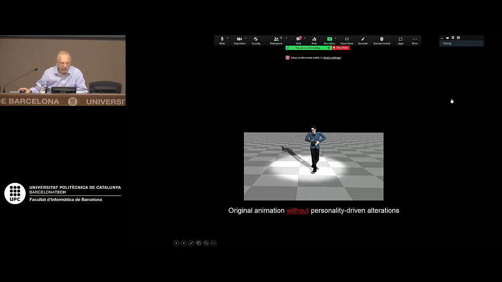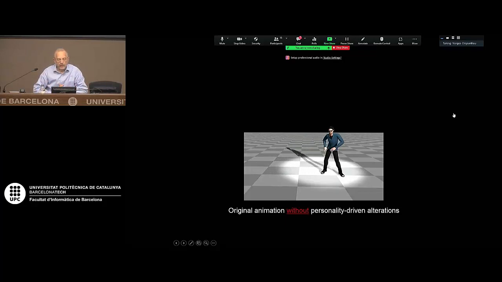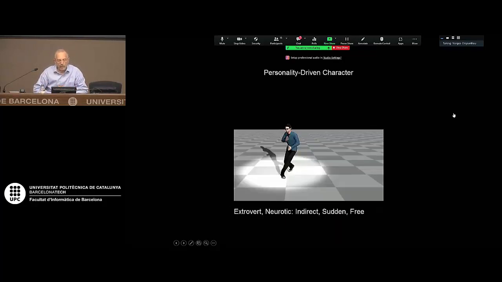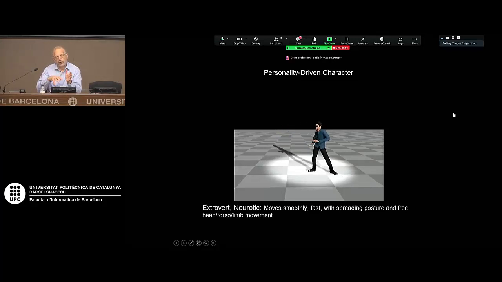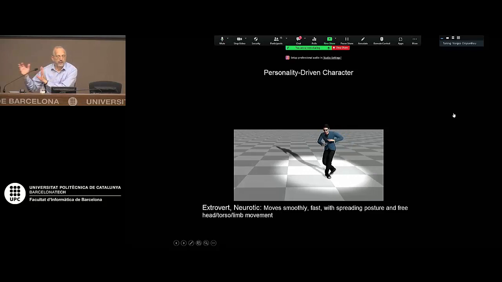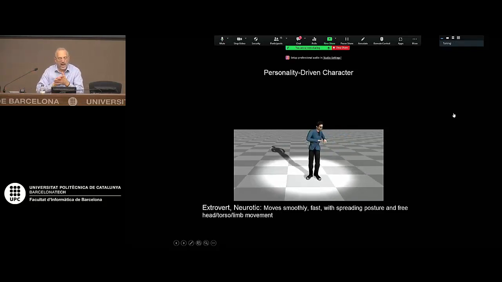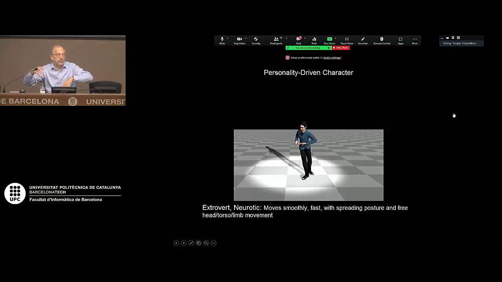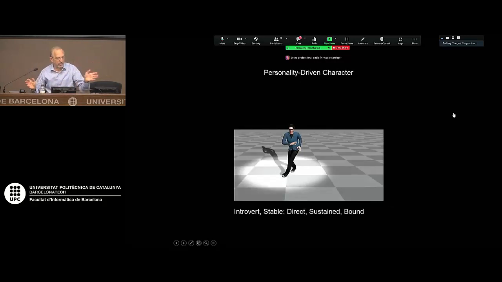And actually, I would like to fast forward through it, but I'm just going to let it play and then I'll talk over it. So this is a motion capture directly out of the CMU database. And this is the same animation if you say, I want the character to be extroverted, neurotic, and those transform into LMA terms, and those affect the motion parameters, okay? So what happens is he moves smoothly, he moves a little faster, he spreads out more, and his movements are free. There's more like overshoot, right?